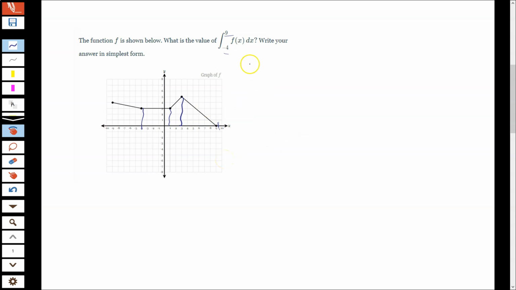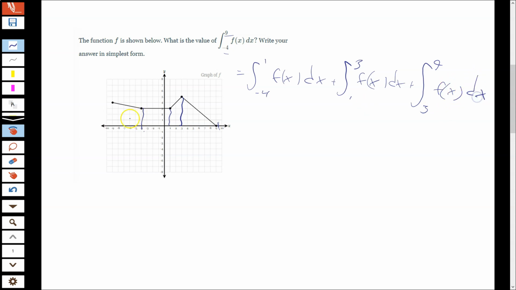Okay, so this would be equal to the integral from -4 to 1 of f of x dx plus the integral from 1 to 3 f of x dx plus the integral from 3 to 9 f of x dx. Okay, right, so I just split it up into my 3 pieces that I drew here, right? 1, 2, 3, 1, 2, 3.